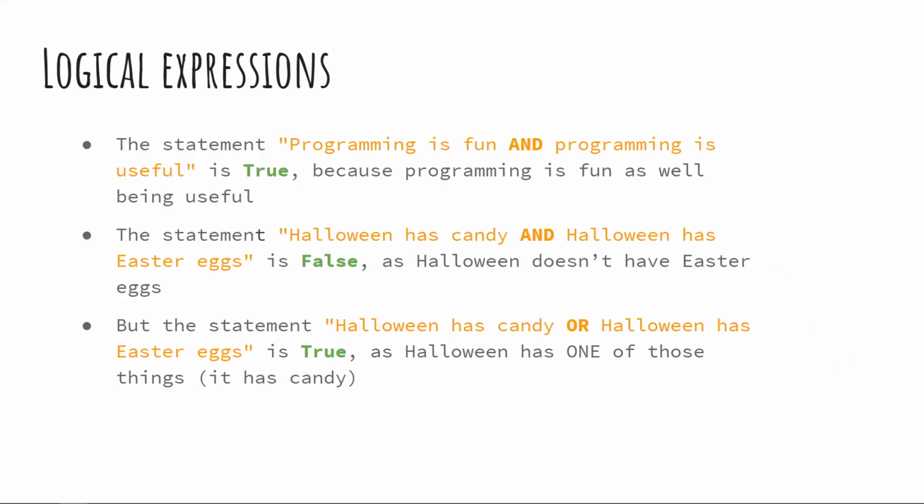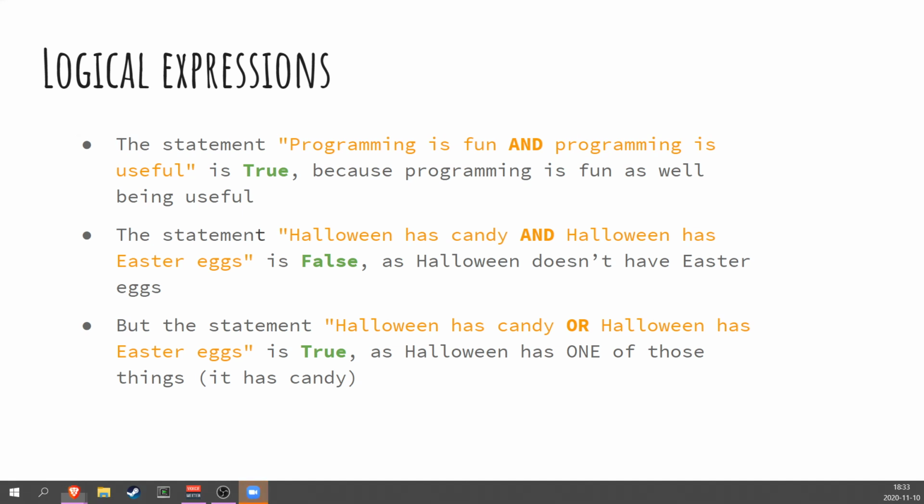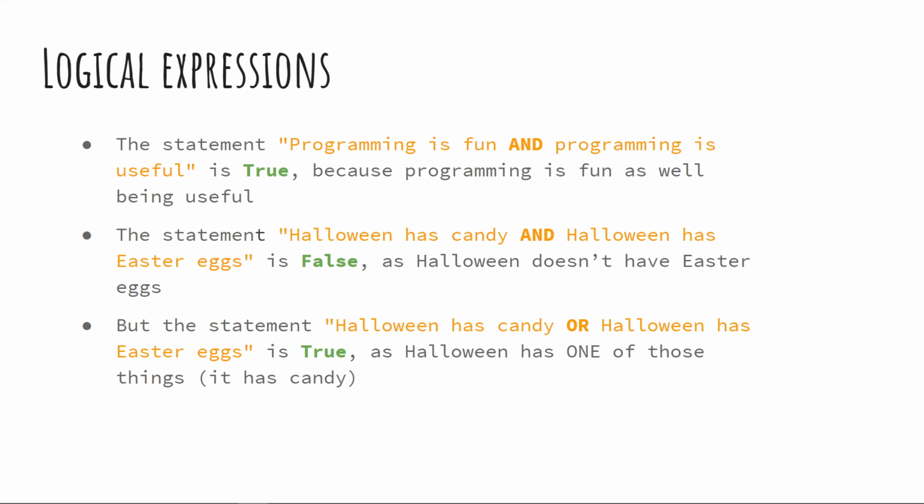Logical expressions, which we talked about last time, are a bit like our arithmetic expressions, where those take in two numbers and give us back a number. But instead of taking in two numbers and giving us a number, they take in two booleans and give us a boolean. So this first example, programming is fun and programming is useful, is true. That uses the logical expression of and. Programming is fun is true, and programming is useful is true. And so because they're both true, the whole thing is true. However, the second statement, Halloween has candy and Halloween has Easter eggs, is false, because one of those is false. Specifically, Halloween has Easter eggs is false.